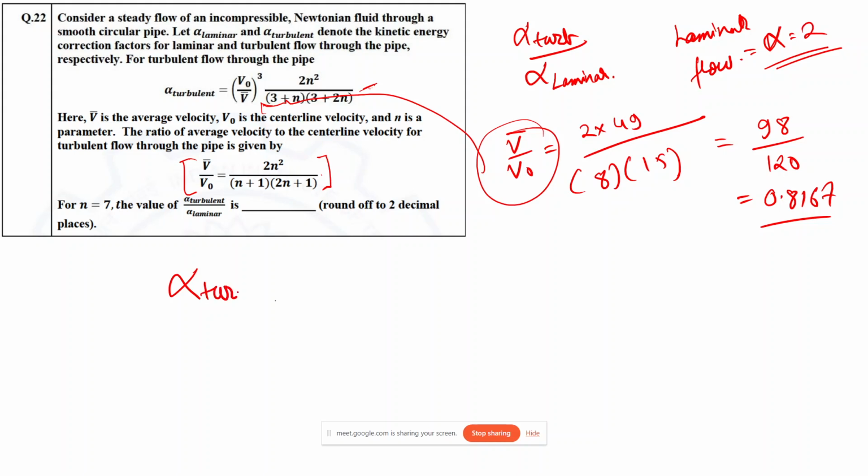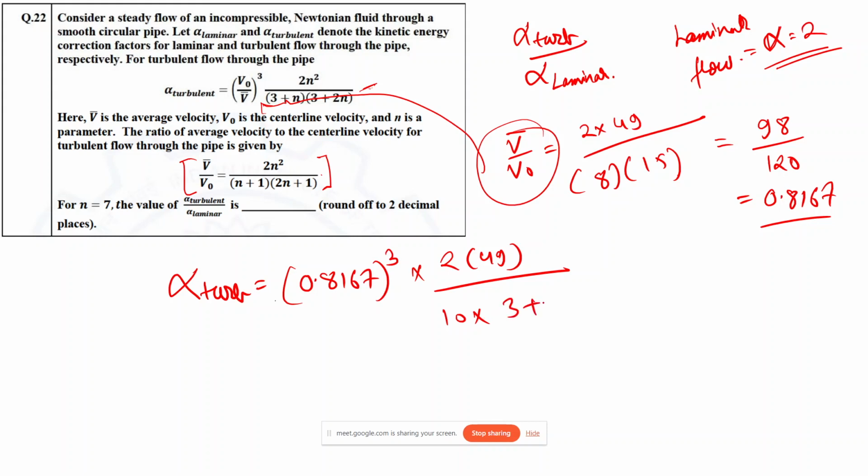It will give us alpha turbulent equal to 0.8167 whole cube into 2 into n square, 49, upon 7 plus 3 is 10, into 3 plus 14, basically 17. So this ratio will become 0.544 into 98 divided by 1070. We take 2 into n square plus n plus 1. N is 7. Over here it will be 8 plus 2 sevens are 14.